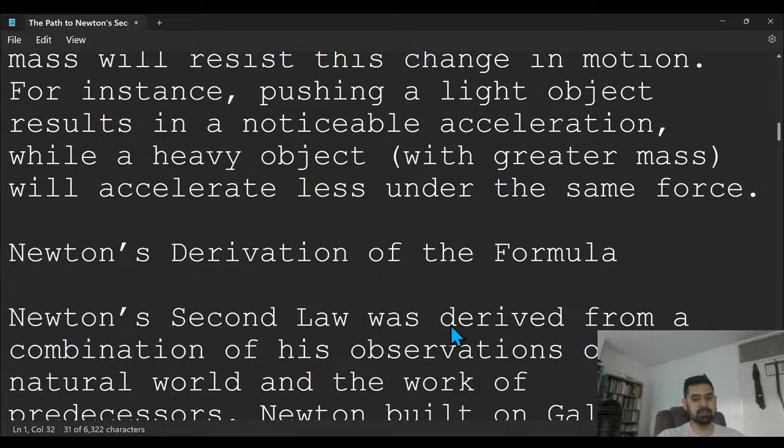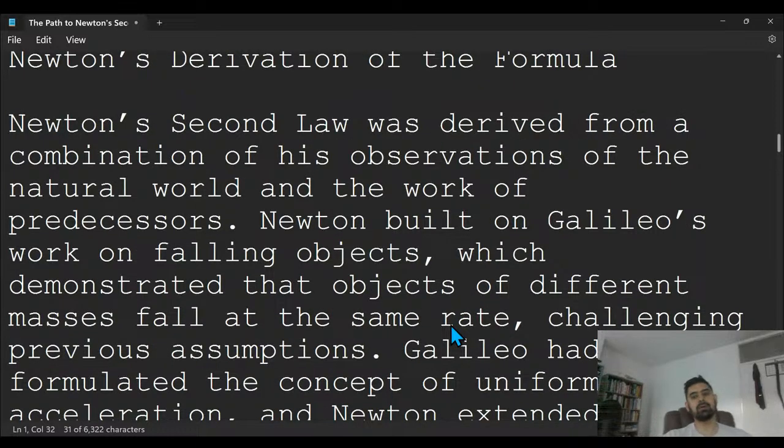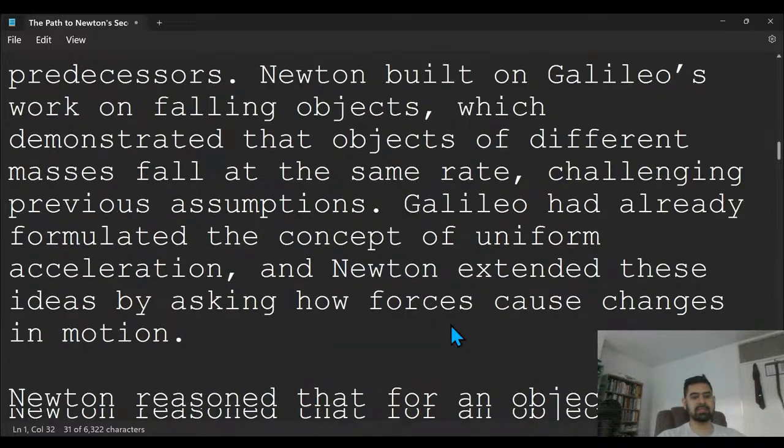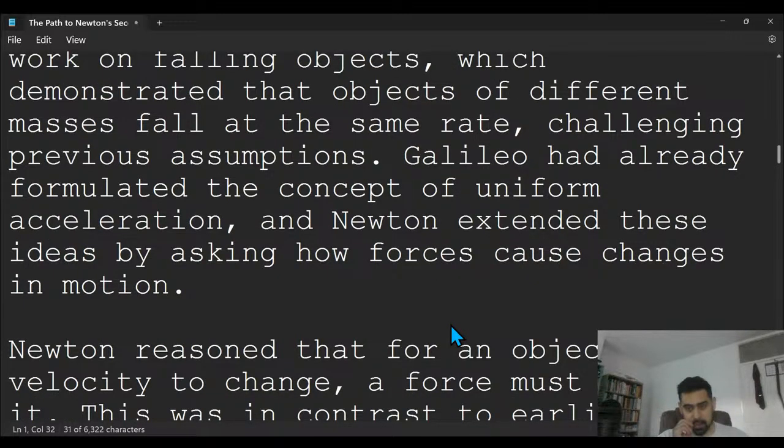Newton's derivation of the formula. Newton's second law was derived from a combination of his observations of the natural world and the work of predecessors. Newton built on Galileo's work on falling objects, which demonstrated that objects of different masses fall at the same rate, challenging previous assumptions. Galileo had already formulated the concept of uniform acceleration, and Newton extended these ideas by asking how forces cause changes in motion.